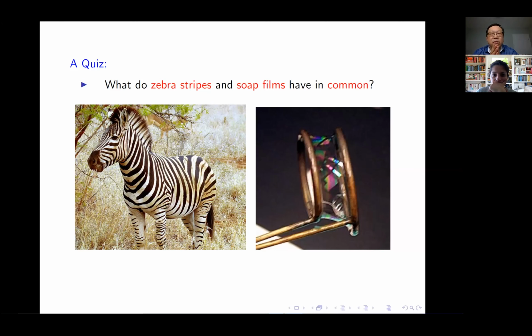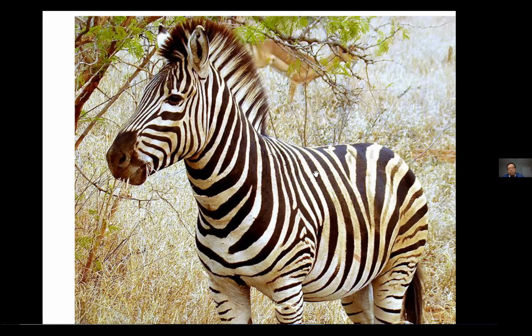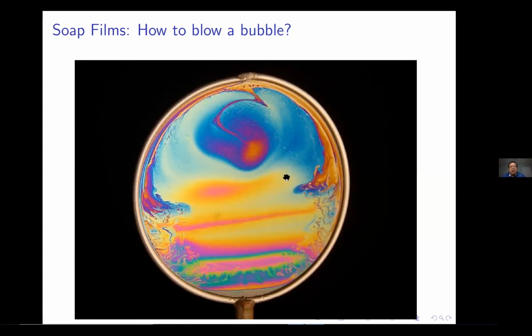Pictures. So what do zebra stripes, on the left-hand side, and soap film have in common? These are completely different pictures. Look at the zebra stripes. You see black color and white color, and then you see some kind of interface in between. So this is the zebra stripes and the soap film.